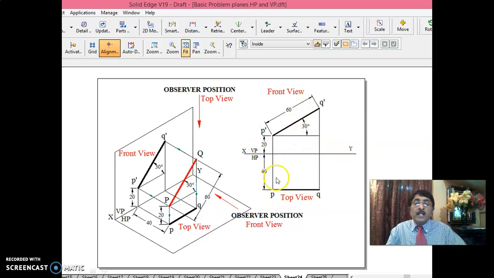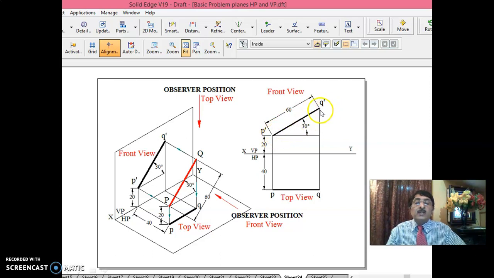Now, why have I taken 40 mm? The line is 40 mm in front of VP. You take the projectors here and draw the top view line PQ at 40 mm. After drawing the XY line, VP, HP and all that, you can't start from the top view because you don't know the top view length. You have to start from the front view only, because in the front view the actual length, the true length of 60 mm, is seen. That is why we start from the front view here.